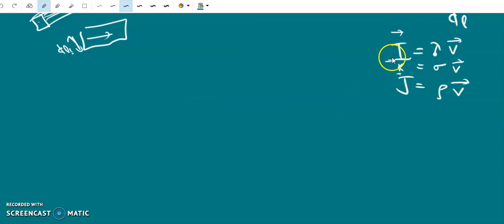So the line current density I vector is equal to a scalar lambda into velocity vector, and surface current vector K is equal to the scalar sigma into the velocity vector, and the volume current density vector J is equal to the volume charge density times the velocity. Here rho is a scalar.